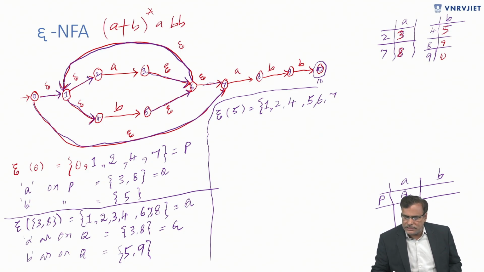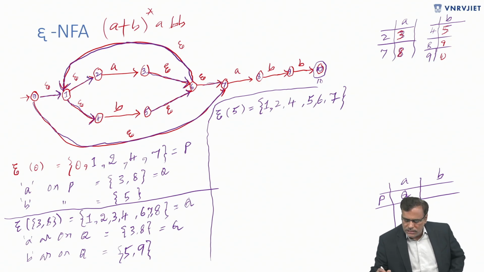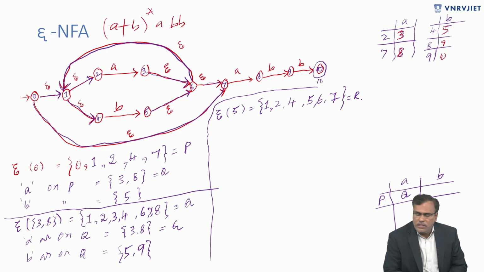So, these are the states that you can reach only on epsilon transition. So, this is the epsilon closure of 5. Earlier you had not found epsilon closure of 5, right? So, you had found only with respect to this 0 and 3, 8. So, this is different from that. So, for this you can give a different name. Already we have used the names P, Q. So, for this you can use the name R if you want. So, epsilon closure of 5 is 1, 2, 4, 5, 6, 7.